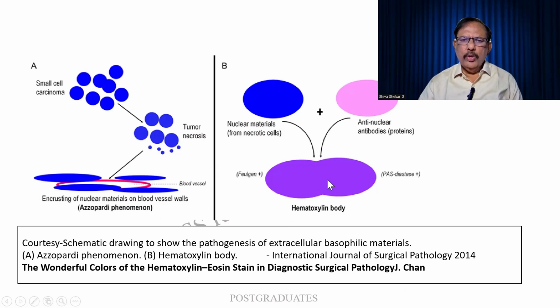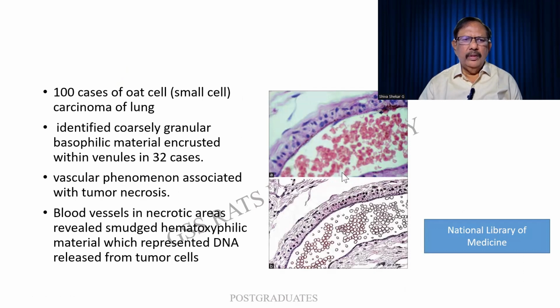So there can be the nuclear material, sometimes antinuclear antibodies can be formed, and then you get a hematoxylin body, which is called the Feulgen effect, positive for PAS diastase. This is a wonderful reference for it, thanks to J. Chan. And the number of cases being studied. This picture is quite beautiful.